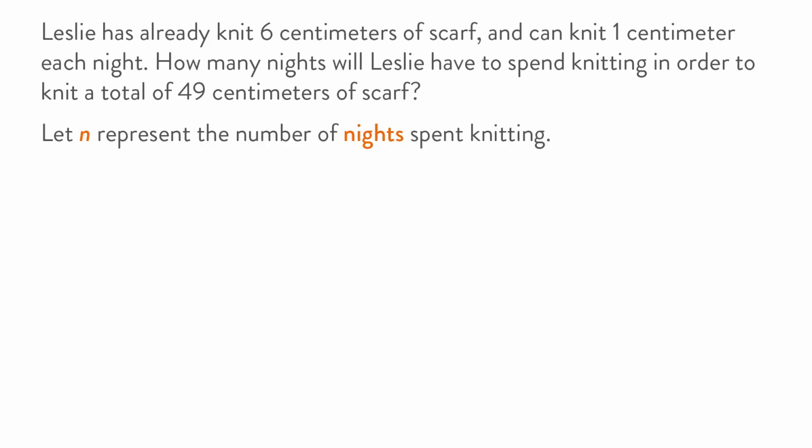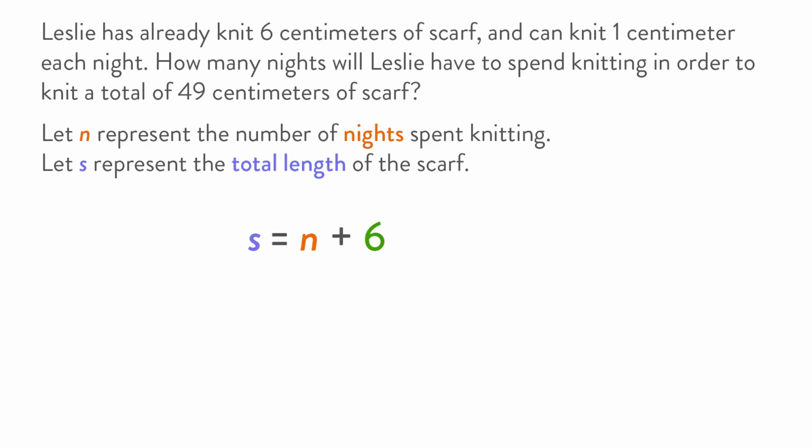We can let N represent the number of nights spent knitting and S represent the total length of the scarf. We know Leslie knits 1 centimeter each night. Since Leslie started with 6 centimeters, the relationship can be shown as the equation S equals N plus 6. And to get a total of 49 centimeters, let's plug in 49 for S into the equation. So 49 equals N plus 6.